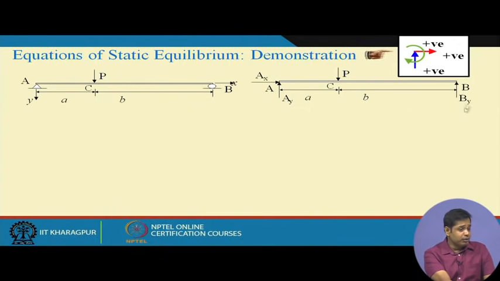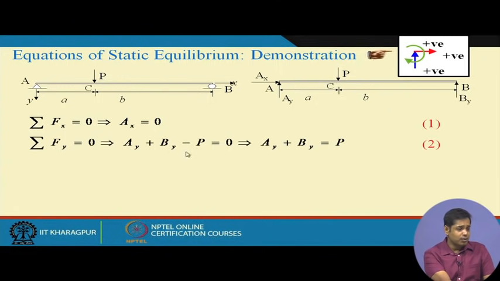Now, what are the equilibrium equations? In two dimensions, the summation of forces in the y direction is 0, the summation of forces in the x direction is 0, and the summation of moments at any point is 0. If you take the summation of forces in the x direction as 0, then the only component is the horizontal component of force, A x. So, A x will be 0 in this case. Now, take the summation of forces in the y direction as 0. What forces do you have in the y direction? A y and B y, which are in the upward direction and so positive, then P in the downward direction, which is negative. So, A y plus B y minus P is equal to 0, which gives A y plus B y is equal to P.